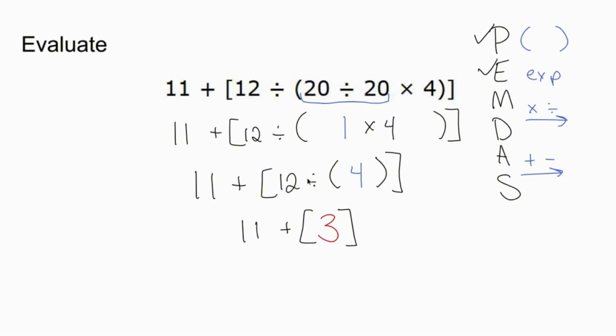I have no exponents. What I have left over, not multiplying or dividing, I just have an addition problem. So 11 plus 3 is 14. And so after all that, my answer becomes 14.